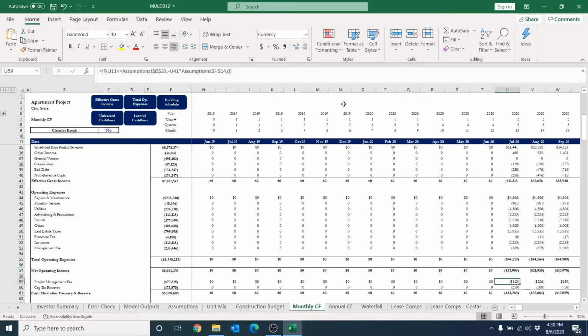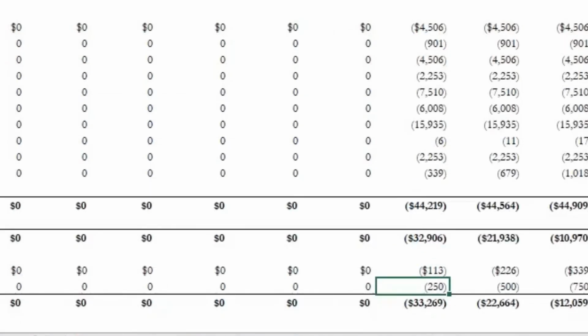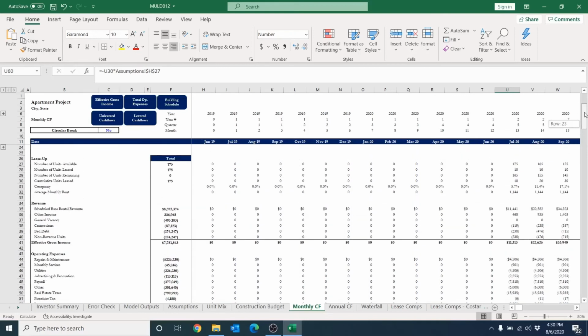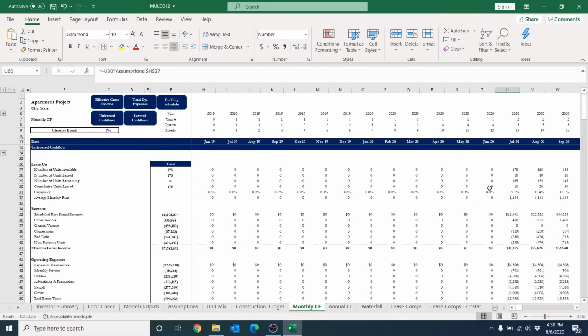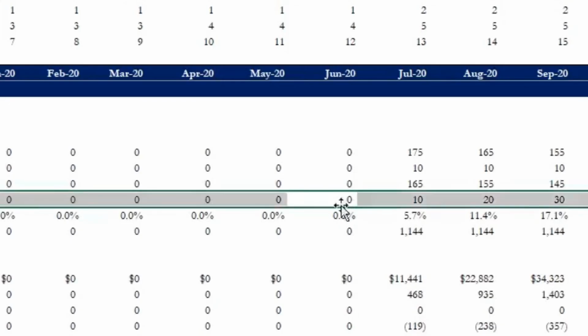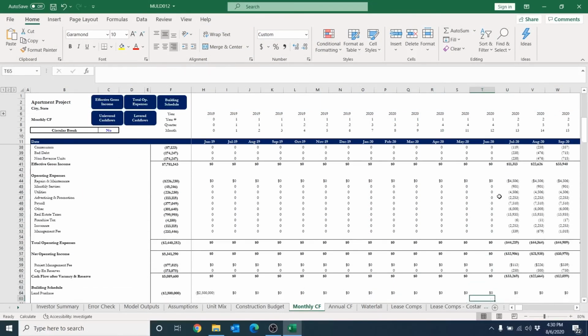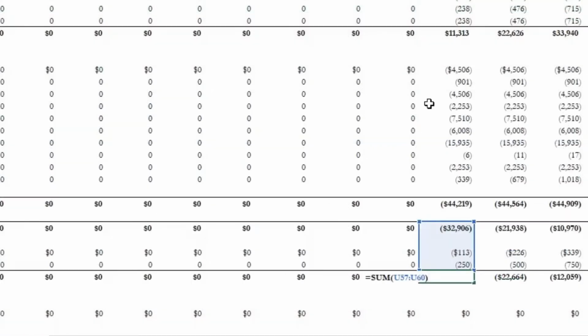As you can tell, this is below the line. In order to calculate the monthly cash flow for Capex reserves, the model multiplies that monthly per unit amount from the Assumptions tab by the number of units that are leased, located up here in row 30. From there, the Capex reserves, project management fees, and net operating income are summed to find the cash flow after vacancy and reserve.